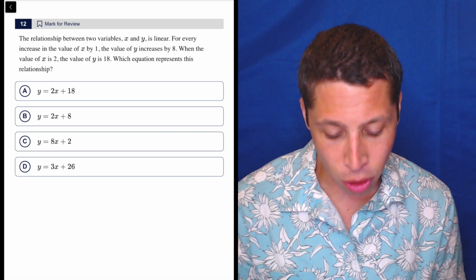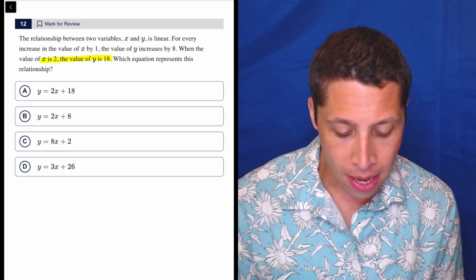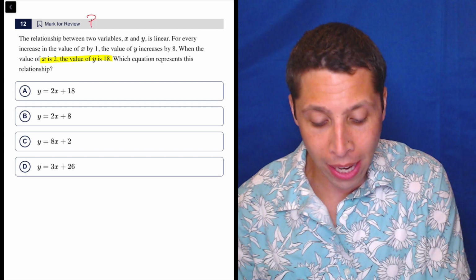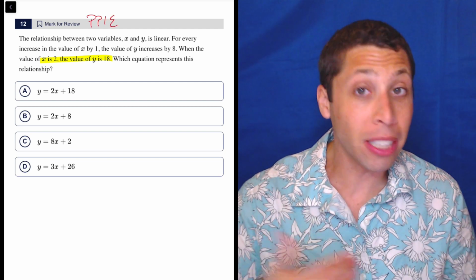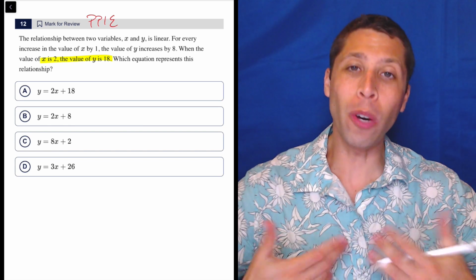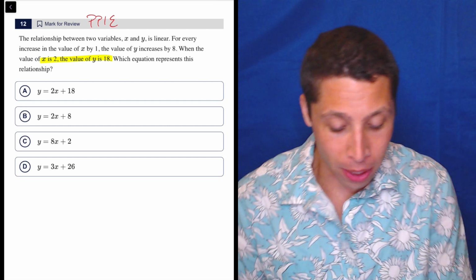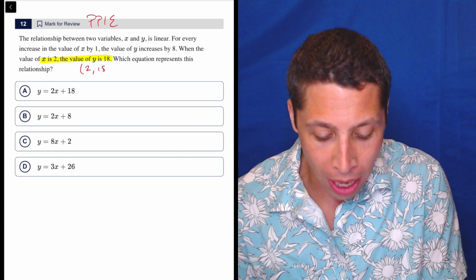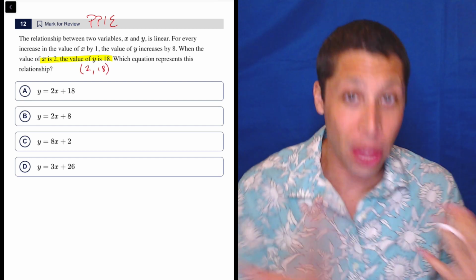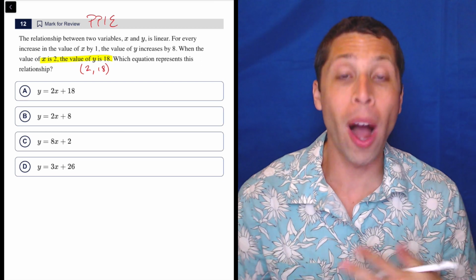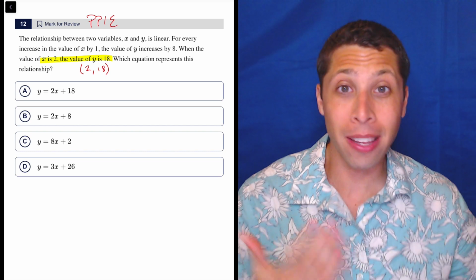When the value of x is 2, the value of y is 18. That's a point, right? So we're always thinking about plug points into equations, right? That's our main math strategy. We very clearly have equations, so we're looking for points. And they gave us one. Now, of course, they didn't put it in the way that we would expect, (2, 18), which is how we think about a point, but it's still written in those terms, right? We have an x coordinate of 2, a y coordinate of 18, so just plug that point into equations.